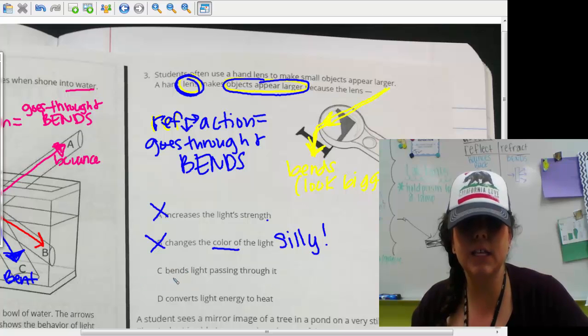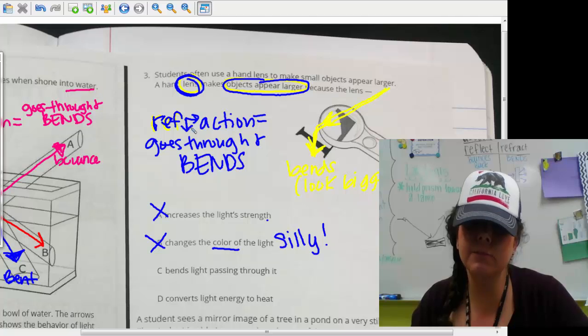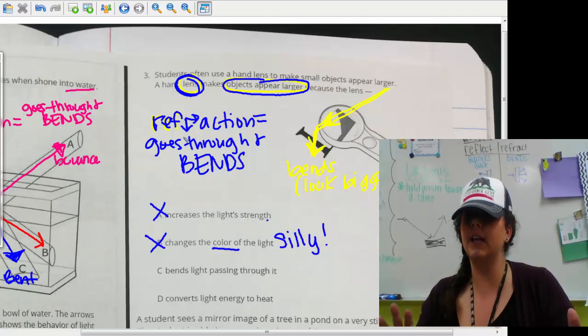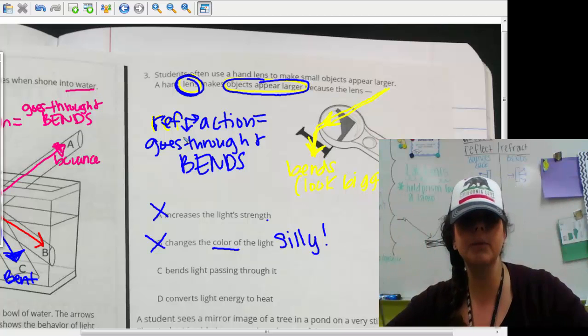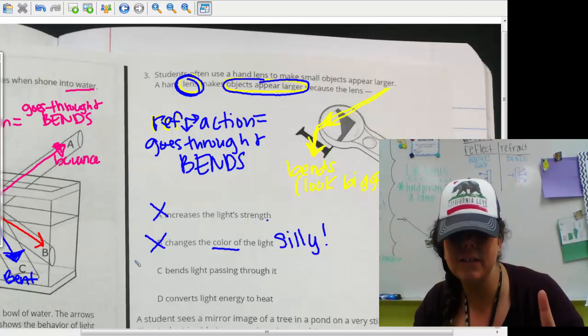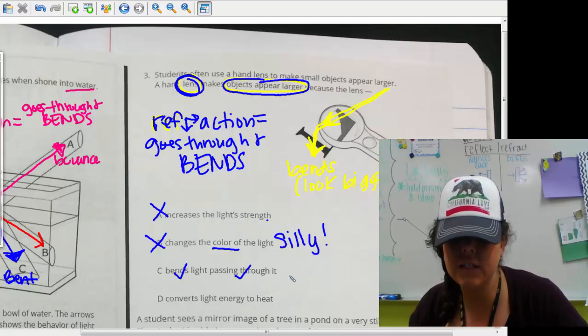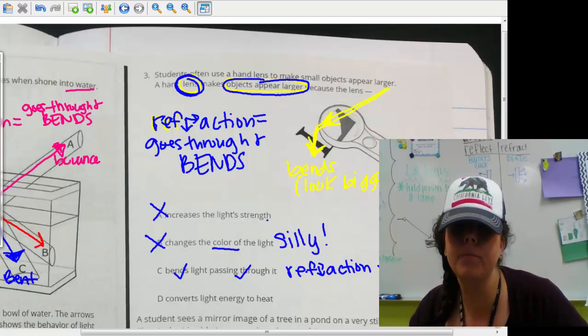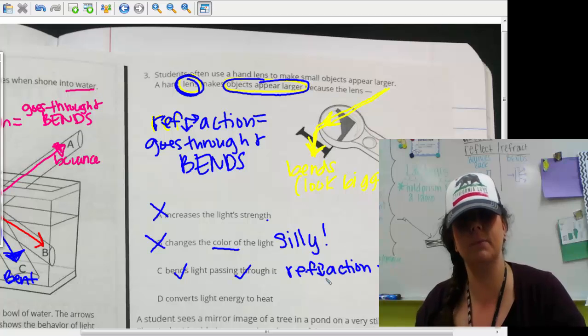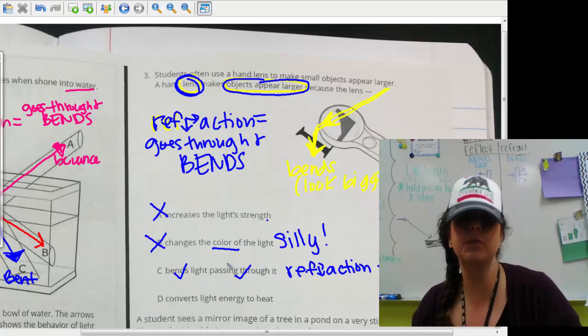Choice C, does it bend light passing through it? Well, here's my keyword, refraction. I already proved it, because I have a lens. The light's going through that lens. It's bending and making the objects look bigger. It's bending, and the light is passing through it. This is refraction. And is that what I'm looking for? Absolutely. So I'm pretty sure that's going to be my answer. But just let me double check.